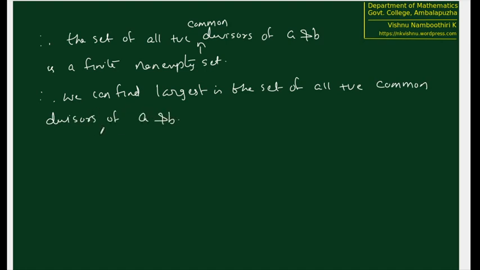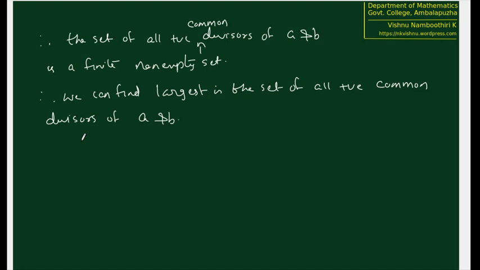So we can find the largest because it's a finite set. See, if this is not a finite set, it may not always be possible to find the largest element. In fact, it is not going to be possible. For example, suppose we are considering the set of all even positive integers. We are starting with 2, we have 4, we have 6, etc. But we can never reach a maximum element.